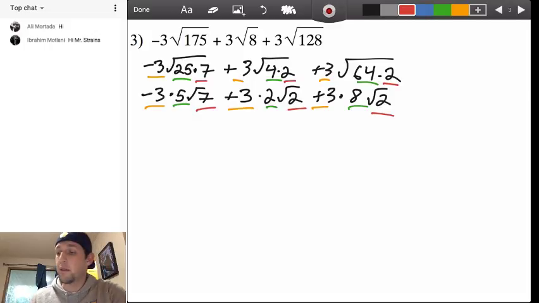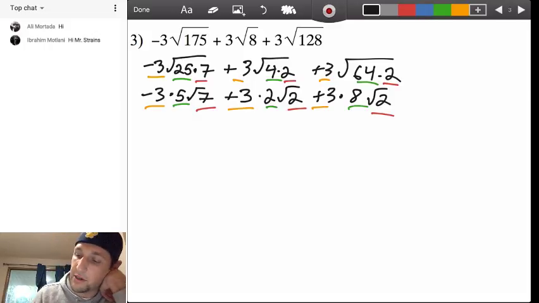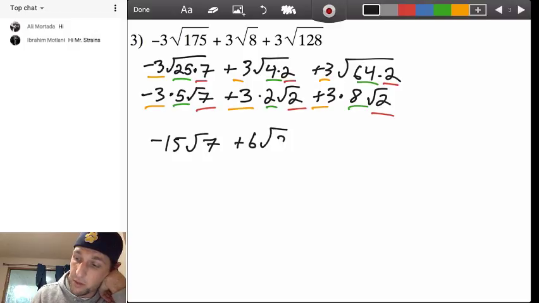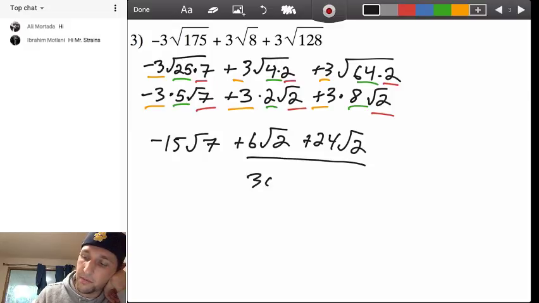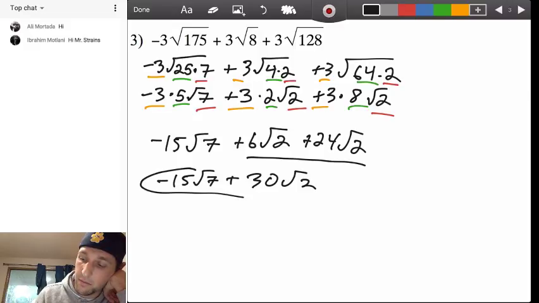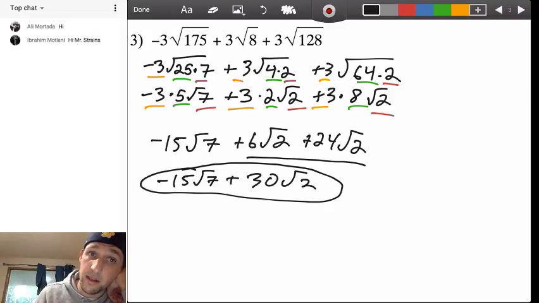Now at this point I'm just simply following order of operations. So I get negative 15 root 7 plus 6 root 2 plus 24 root 2. Now if I look, I have 2 like terms. It's those last 2. Those are my like terms. I can add those and get 30 root 2. And my negative 15 root 7, I just can't combine with anything. And I'm all set there.